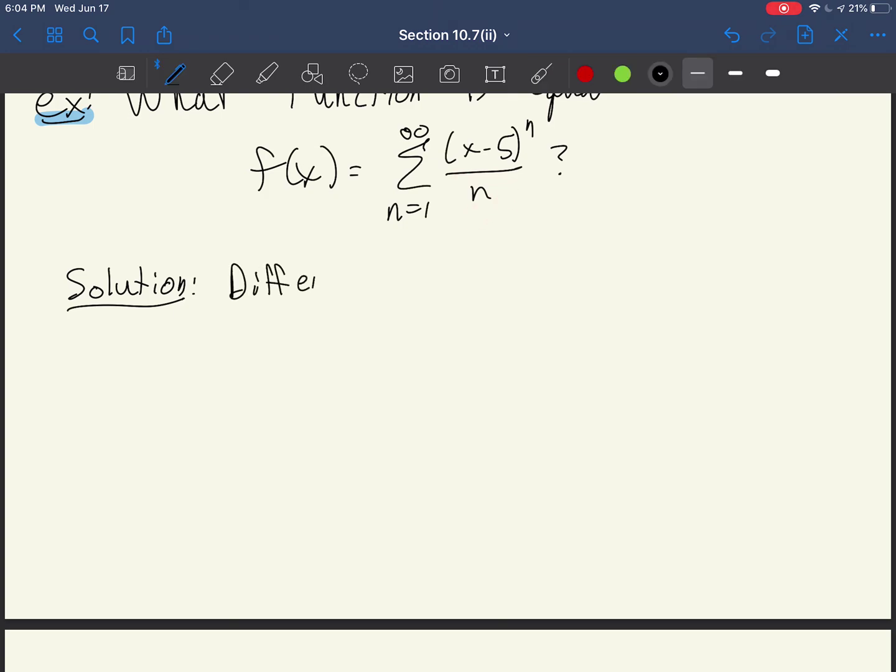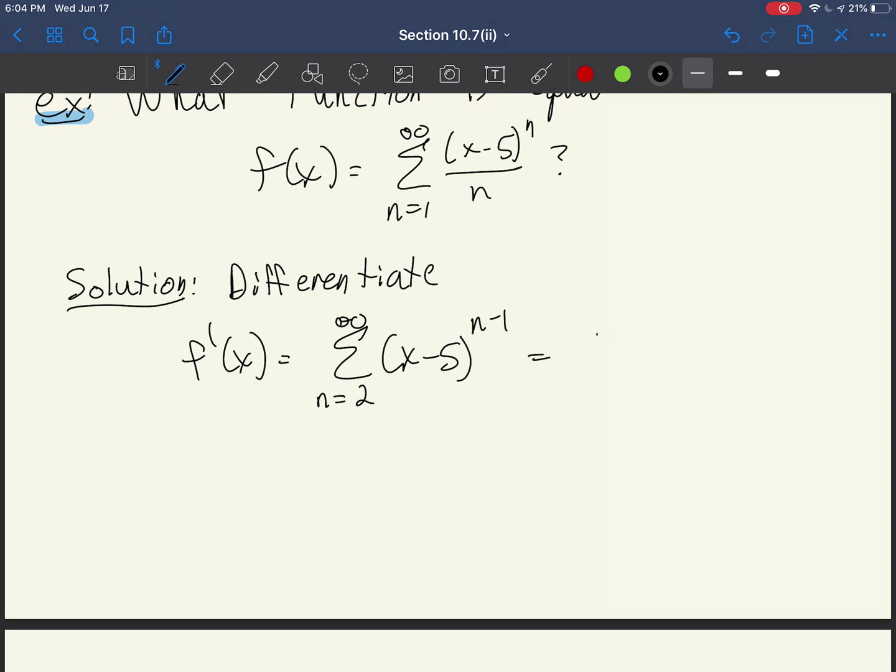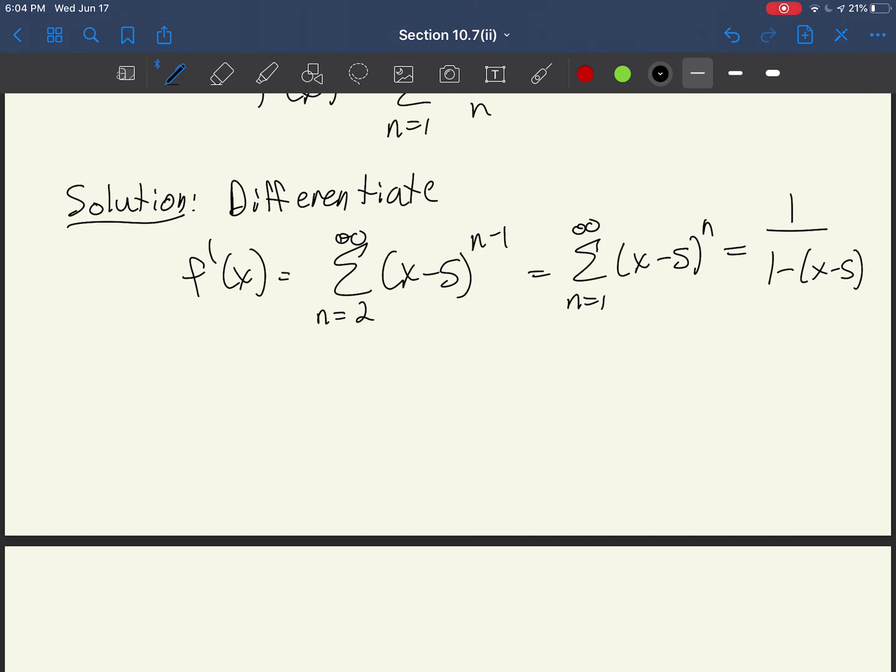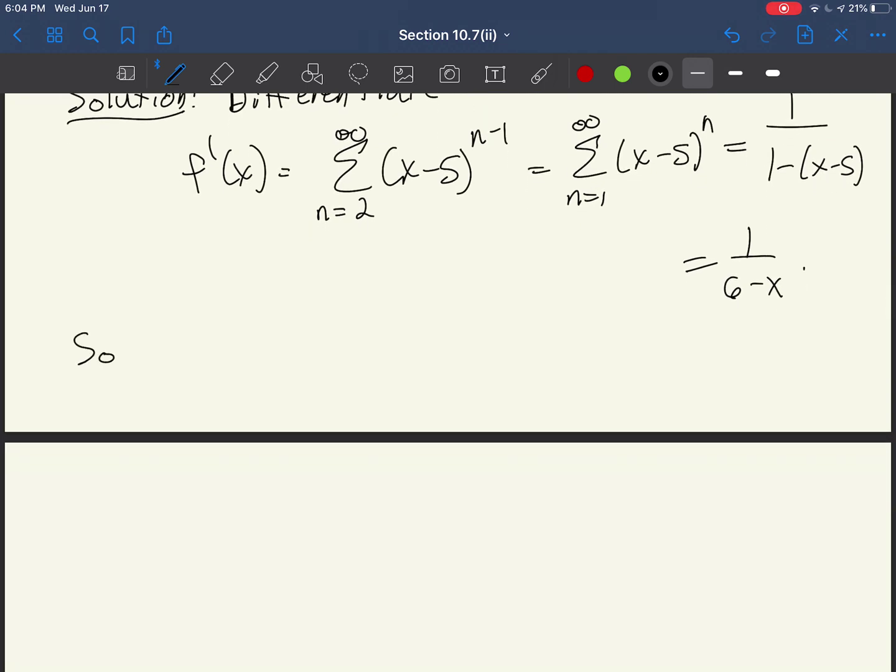So first thing we want to do is get rid of this n in the denominator, because that's kind of weird. So if we differentiate, you get f prime of x equals the summation from n equals 2 to infinity of x minus 5 to the n minus 1, which is the summation from n equals 1 to infinity of x minus 5 to the n, which is 1 over 1 minus x minus 5, which is 1 over 6 minus x.